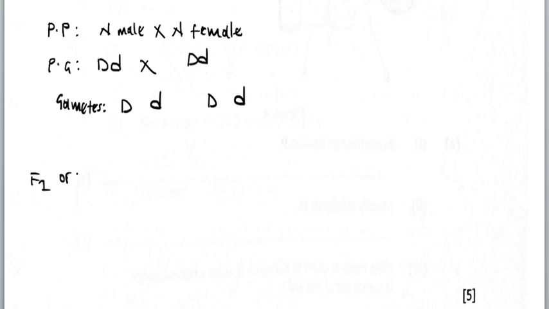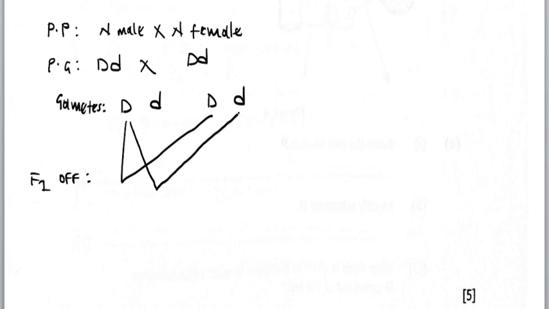So our F1 offspring: we have this crossing with that one, then this is going to cross with that one, like that. Then again, this is going to cross with that one. All right, then we come to this one, this is going to cross with that one.